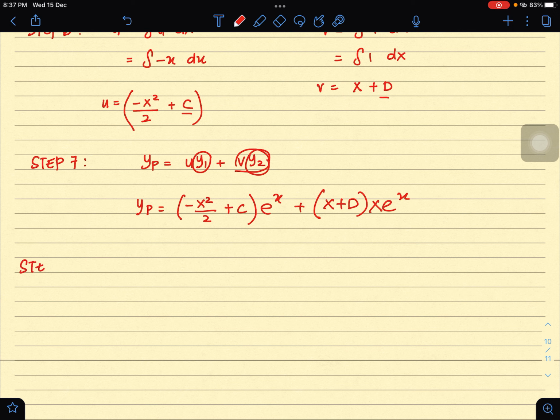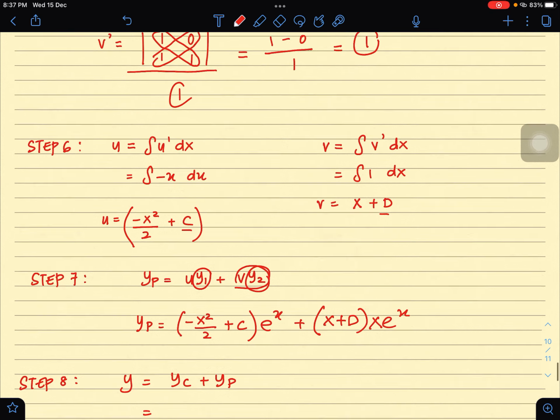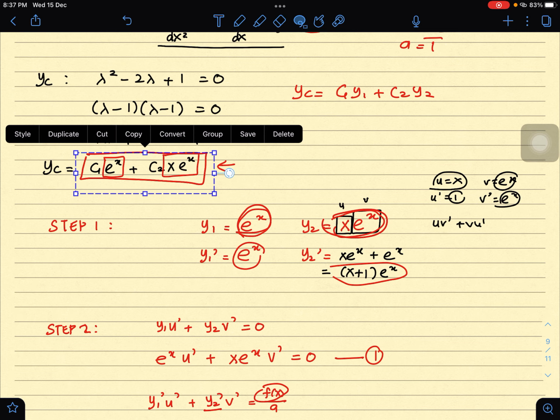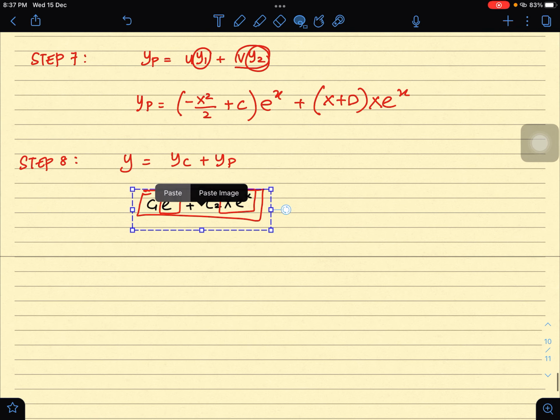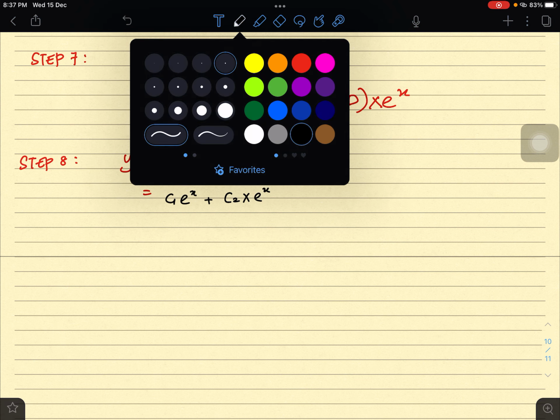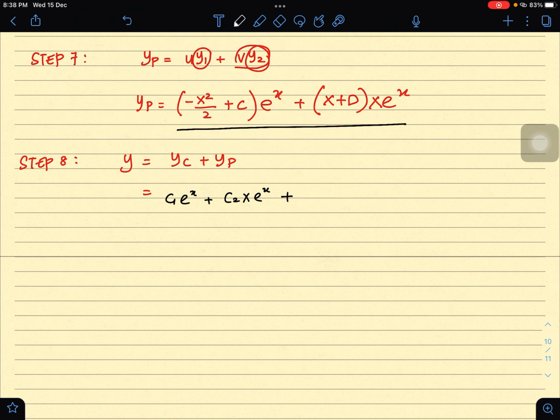Sekarang step number 8. Kita tulis kita punya Y, di mana Y adalah YC plus YP. So, YC kita tadi adalah this one. Okay, copy je. Ni YC kita. Tambah dengan YP. YP kita adalah this one. Negatif X square per 2 tambah C eksponen X tambah X tambah D X eksponen X. So, ini sebenarnya awak dah dapat pun solution Y. Cumanya sekarang kalau awak dapat sampai sini dah betul dah. Cumanya sekarang kita nak cuba simplify, ringkaskan.